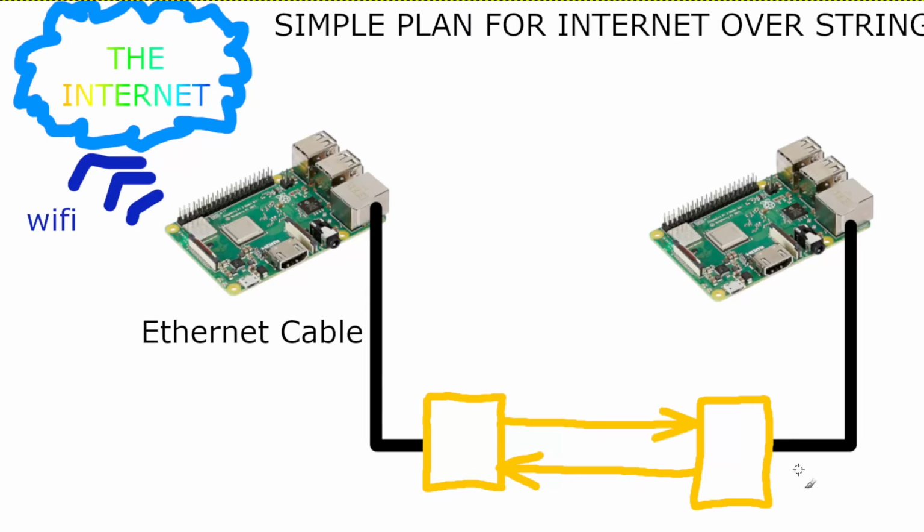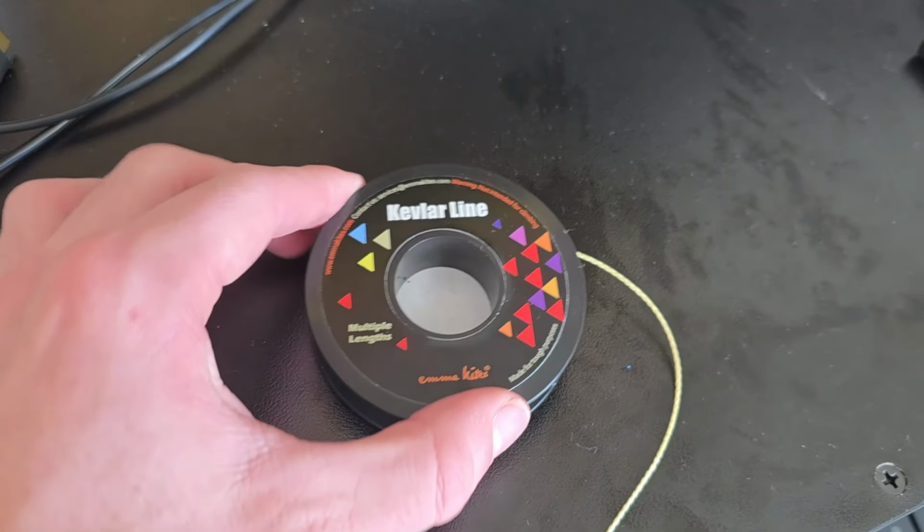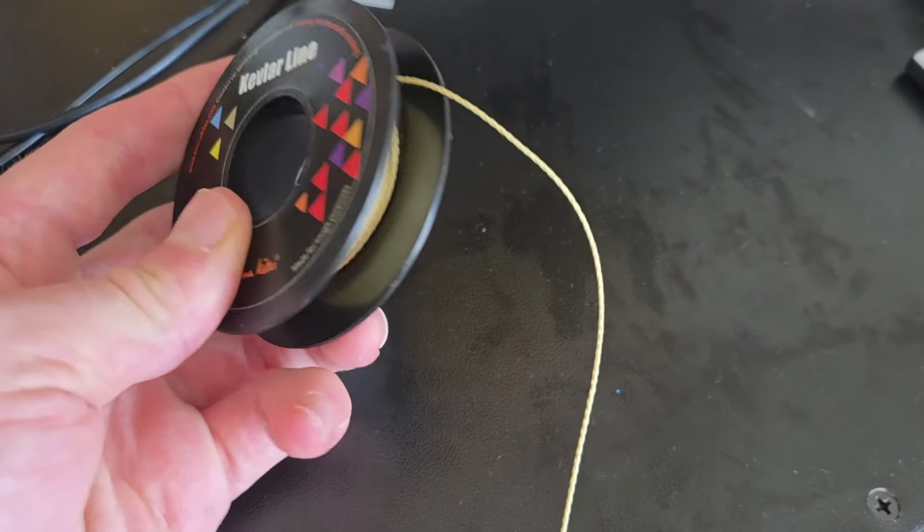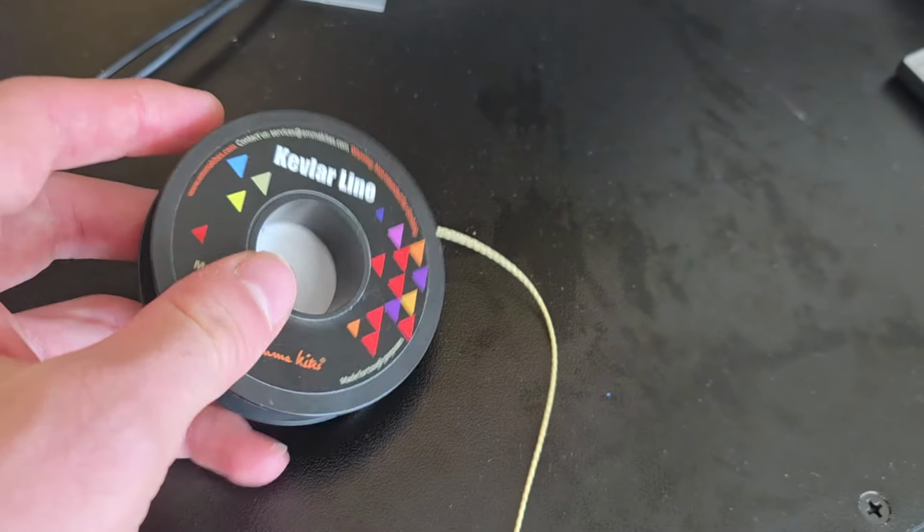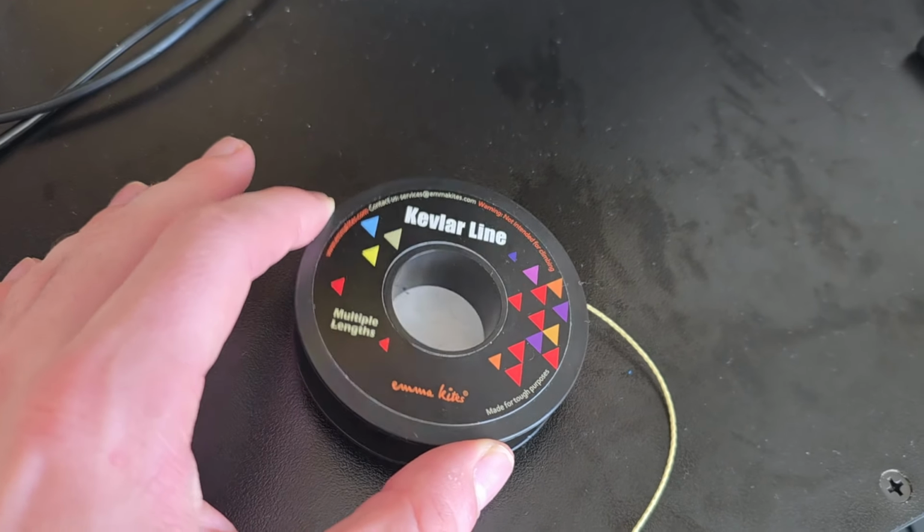So, to summarize, our current goal is to figure out how to get data from one side of a piece of string to the other, and to do that, we're going to need to start with the string. This is some Kevlar kite string from Amazon. Kite string is specifically made to be strong and light, so it'll work well for what we want to do.